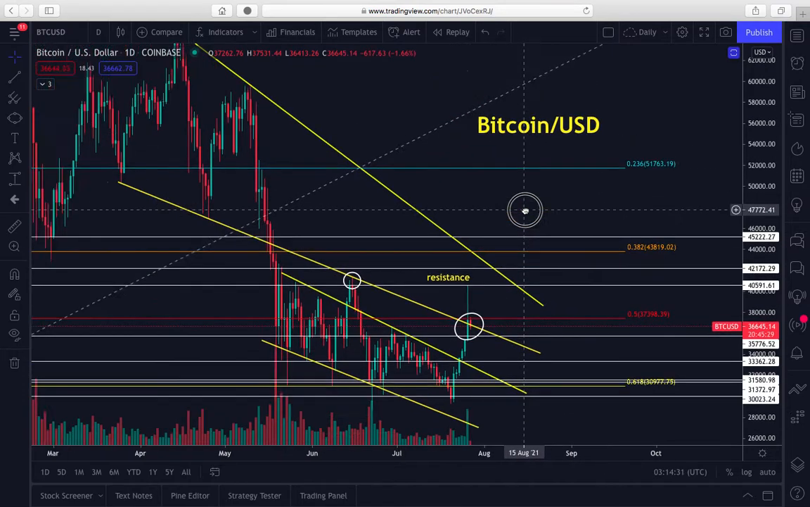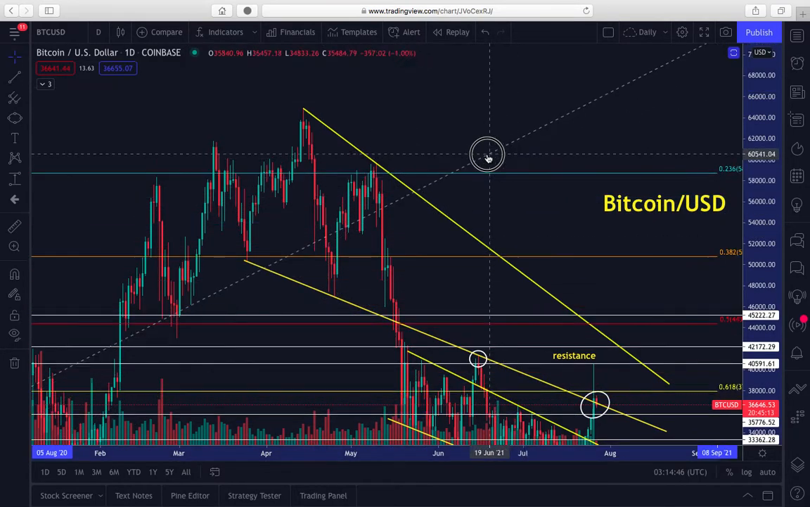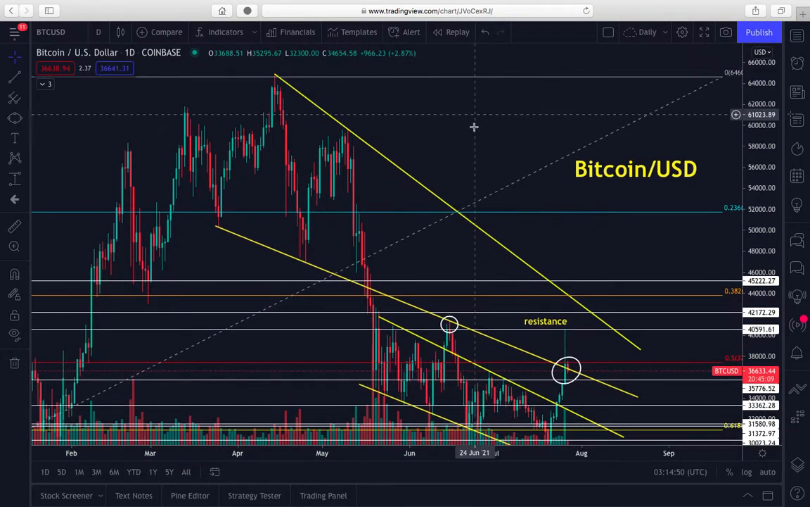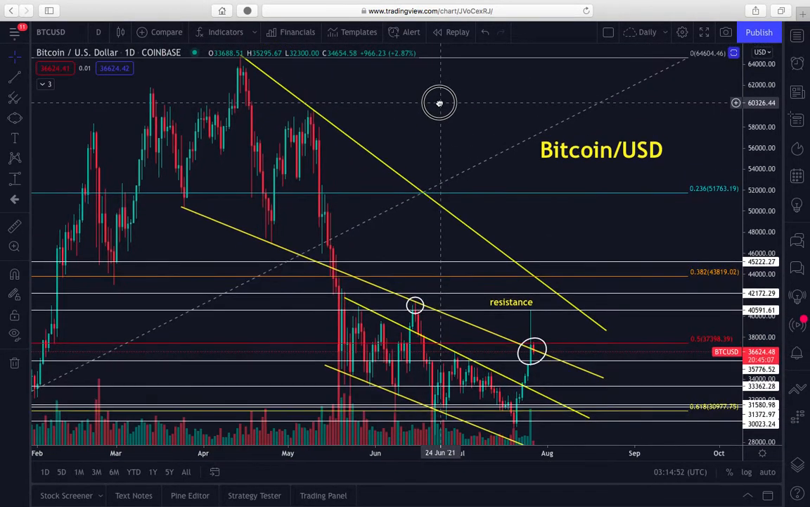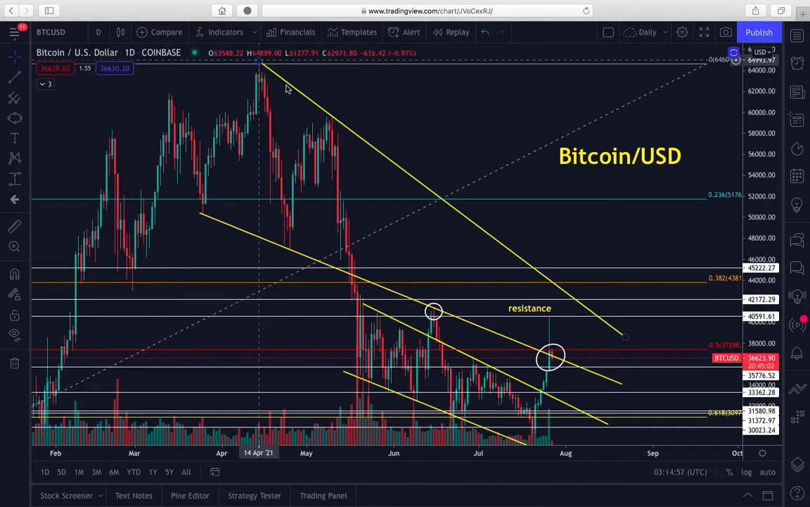So just to orient yourself and to let you know where I'm coming from. Bitcoin daily chart. This was the previous run up where we hit our max high back on April 14th of this year. We've been in this massive downtrend. So I want to show you what I've been looking at. I drew this right here. This was our original downtrend line, 2 points.